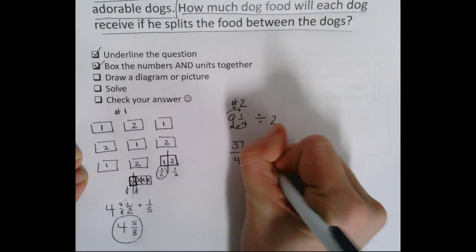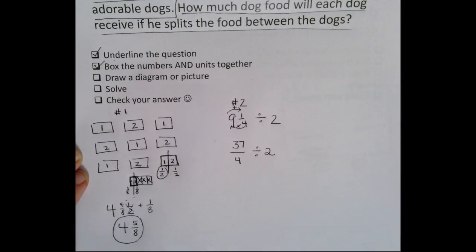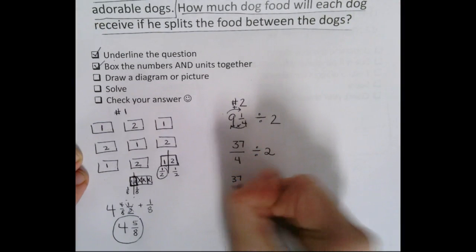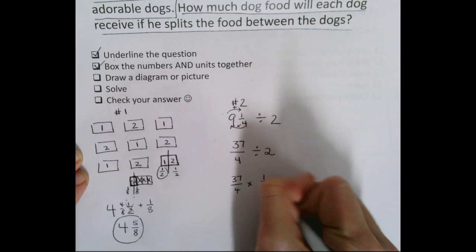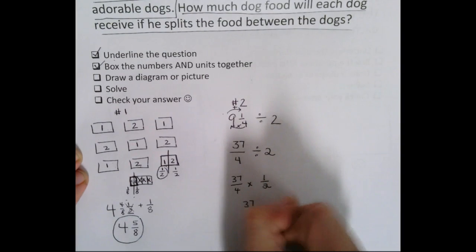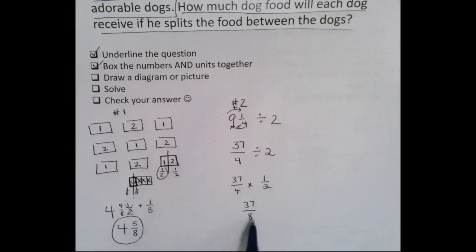Let's divide that by 2. We know that when we divide a fraction, we can do the opposite and flip it. So we can do 37 divided by 4 times 1 over 2, and that makes 37 eighths. The eighth checks out because I can see 8 and 8, our denominators are the same. But oof, this is tricky.